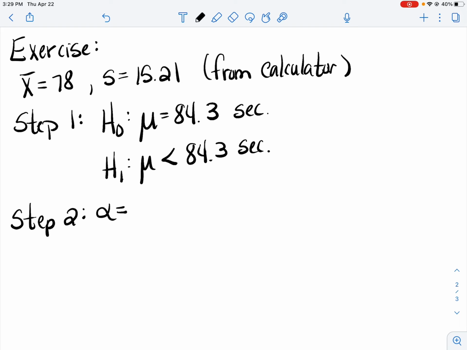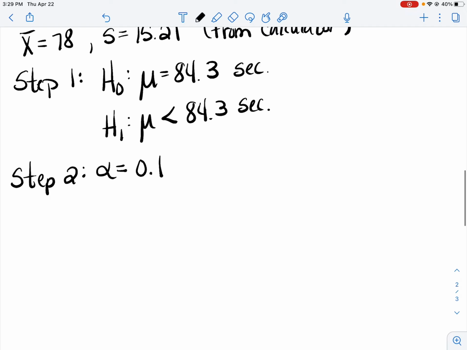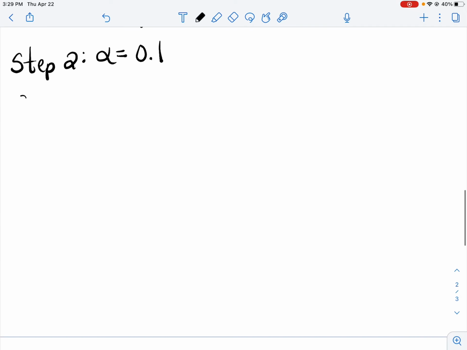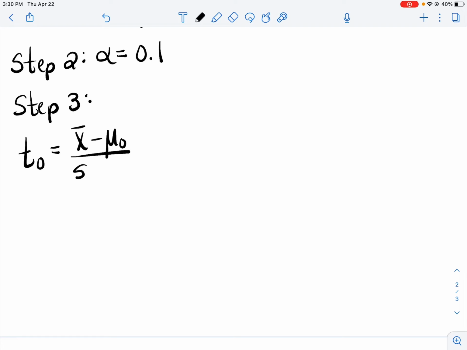Step 2 is our alpha. The problem tells us that alpha is 0.1. Step 3, we need to find our test statistic. Now again, if you write small to get this all in your notes, you may need to write, if you write large, you may need to write a little bit smaller. Here's our formula for that test statistic.